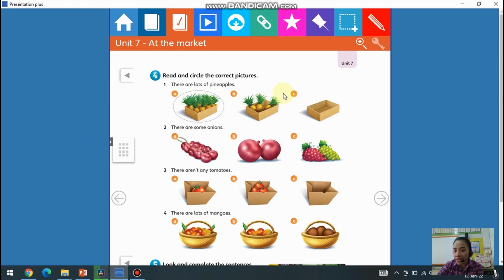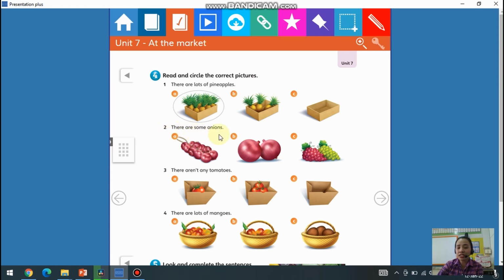There are some pineapples. There aren't any pineapples. Okay, there aren't any pineapples. There are lots of pineapples. There are some pineapples. There aren't any pineapples. Okay, so you need also to look at the picture.